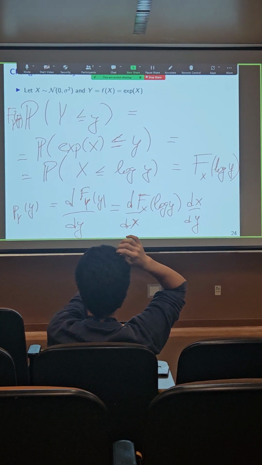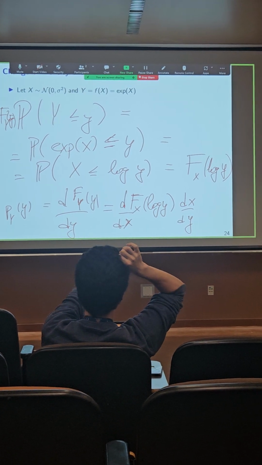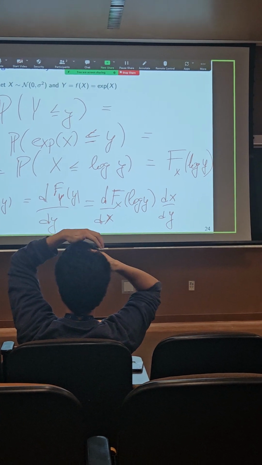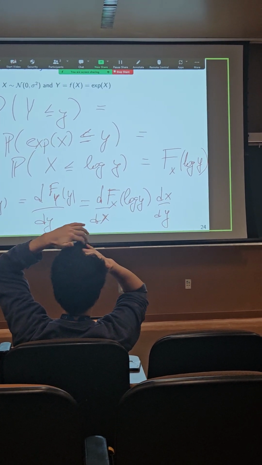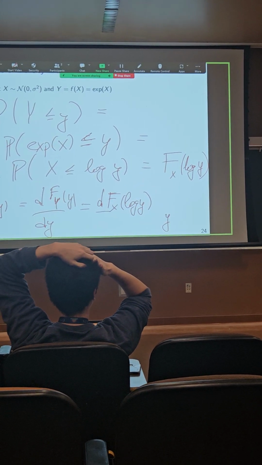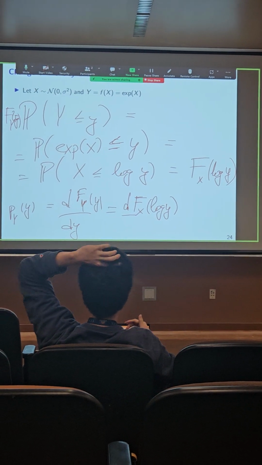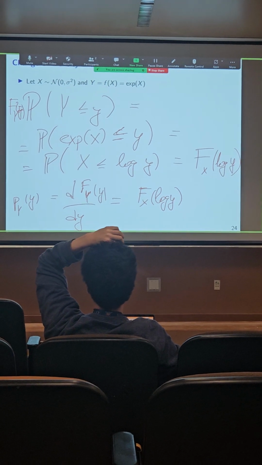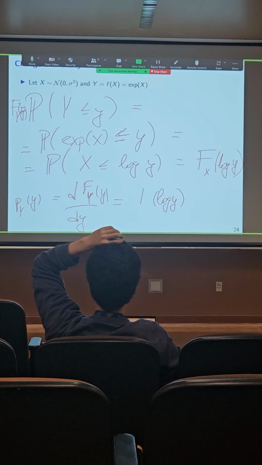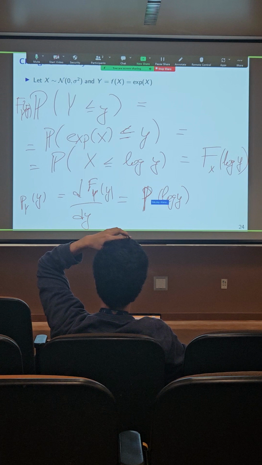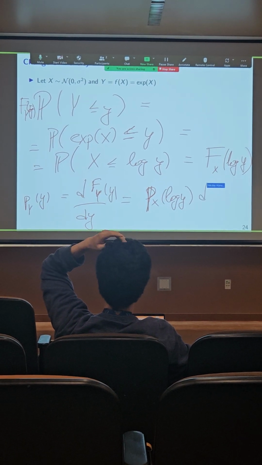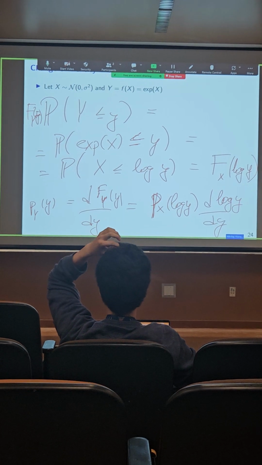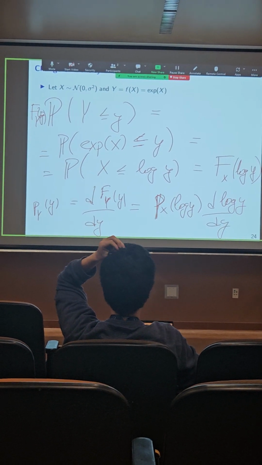Should it just be the derivative of log y? Because that's changing. Depends on what we are. Oh yeah, maybe we don't need to do the chain. Yes, I agree. Yes, you're right. So by the chain rule, this will be the PDF of x evaluated at log y times d log y dy. Yes, sorry about that. Okay, this is correct. That makes sense. This is the CDF way.